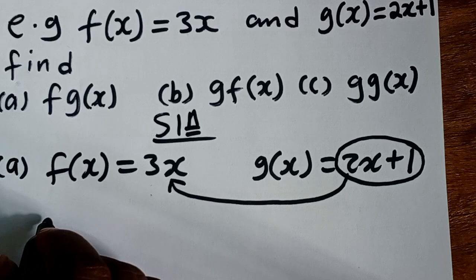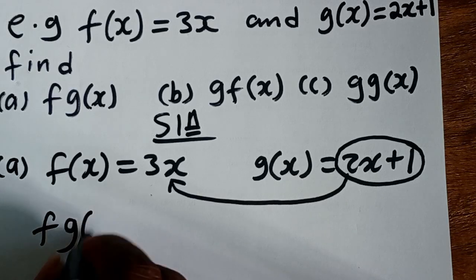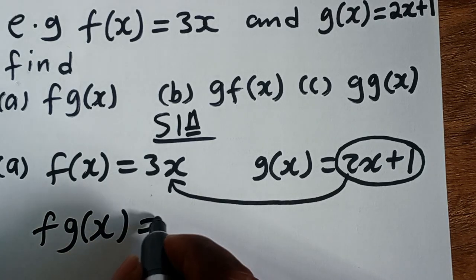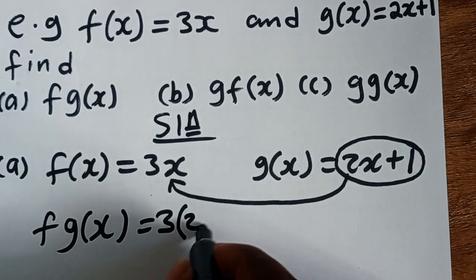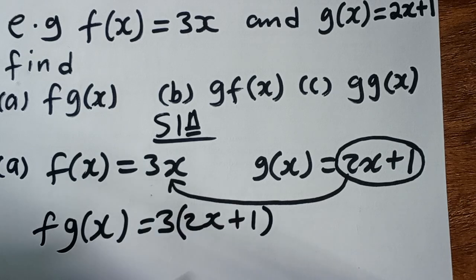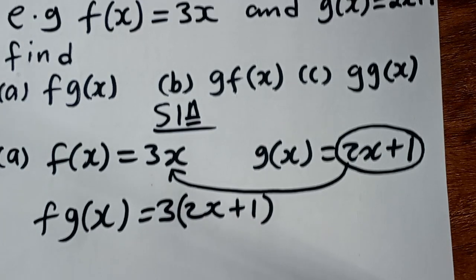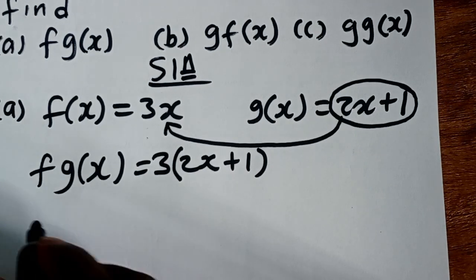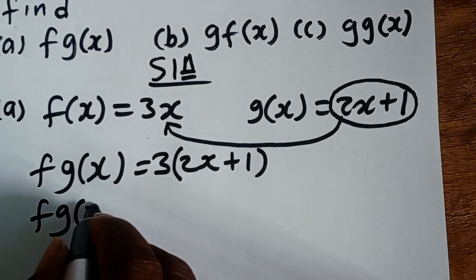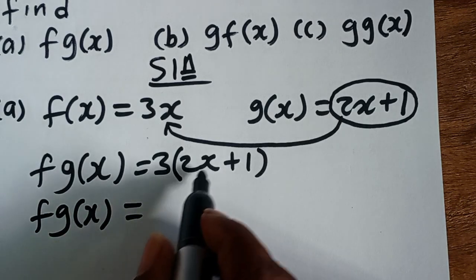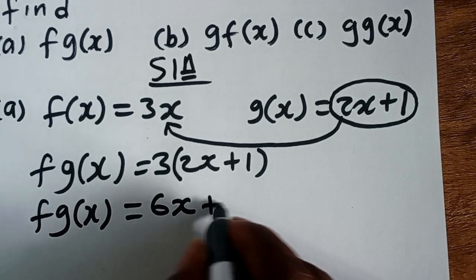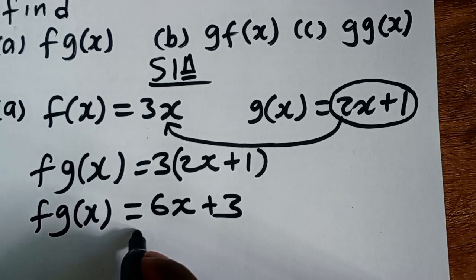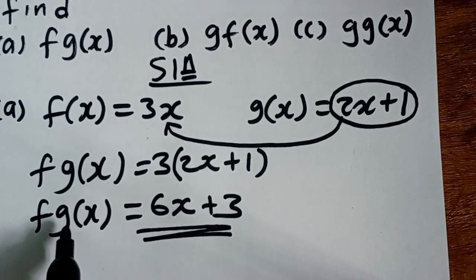So here we have fg of x equals 3 times, where there is x, we are going to substitute 2x plus 1. Now we are going to break the brackets: fg of x equals 3 times 2x, we are going to have 6x. 3 times 1, we are going to have 3. So this is fg of x.